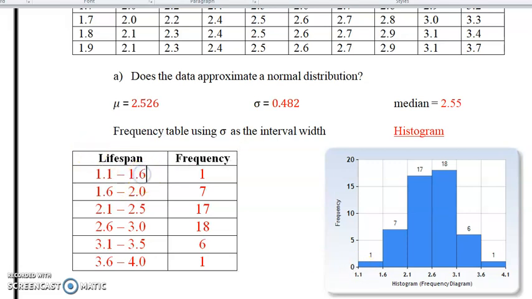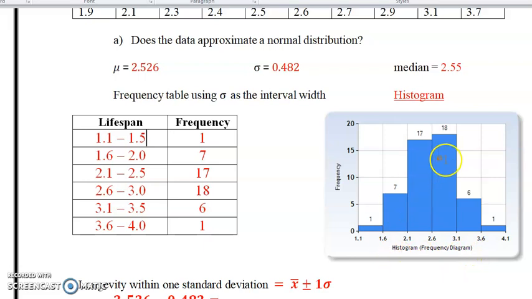You could also call this 1.6, not including 1.6, but I just put 1.5 because our data was one place after the decimal. So you could put this as 1.6 and not inclusive of 1.6, but if you don't want to be confused, just put 1.5. So that's why it shows 1.1 to 1.6, but the values here are only 1.1 to 1.5. And then the next one starts 1.6, not inclusive of 2.1, and so on.